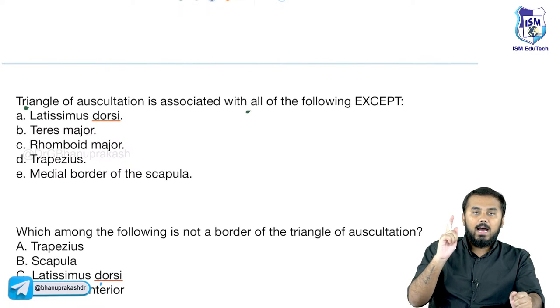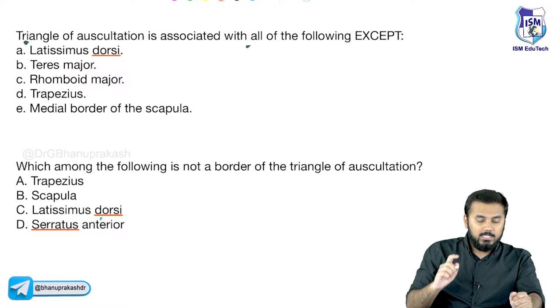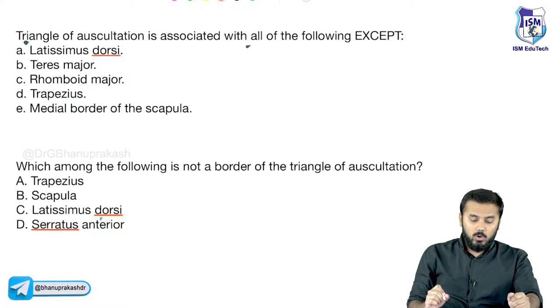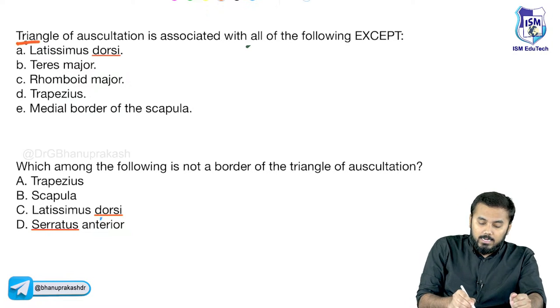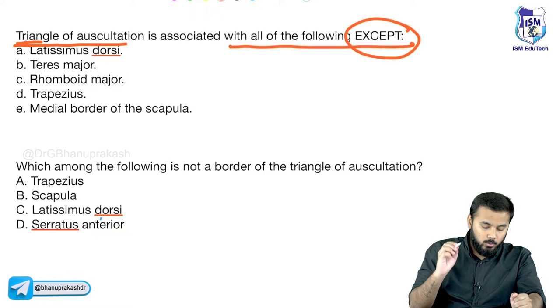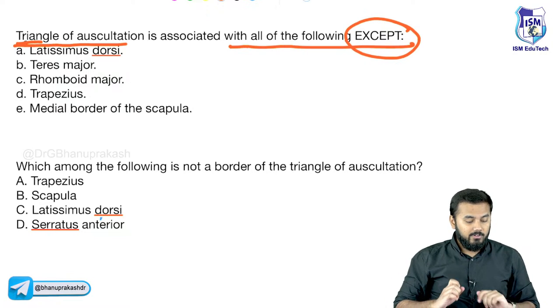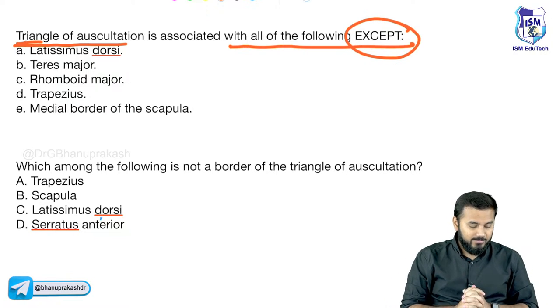Right, now you will answer me these questions. These were the questions which were repeated previously. Let us see whether you were able to answer the FMG questions or not. Triangle of auscultation is associated with all of the following except. Who will tell me the answer very fast? First come, first basis. Whoever will tell is the hero of the day today. A, B, C, D, E options. What is the option here?